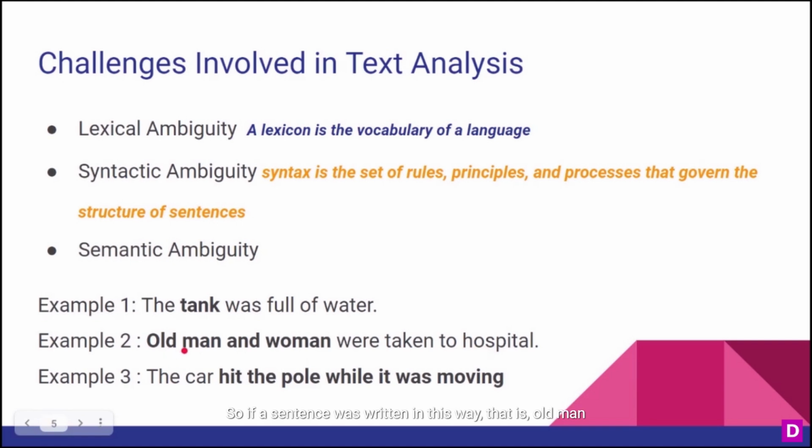If the sentence was written as old man and old woman were taken to the hospital, then it was very easy to understand. But now the sentence is old man and woman were taken to the hospital. So here it gives rise to an ambiguity, that is syntactic ambiguity. There are many such sentences which involve these kinds of structural confusions, and we can narrate many more such examples when we talk about syntactic ambiguity.